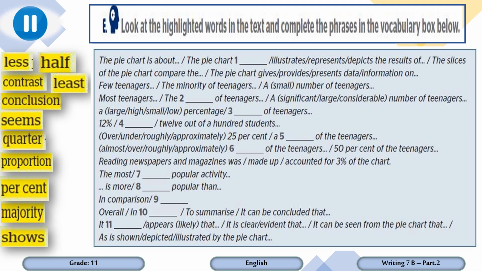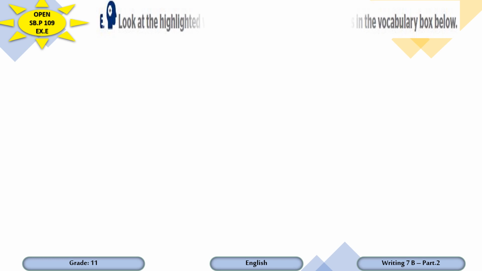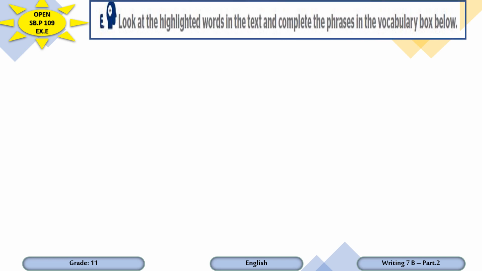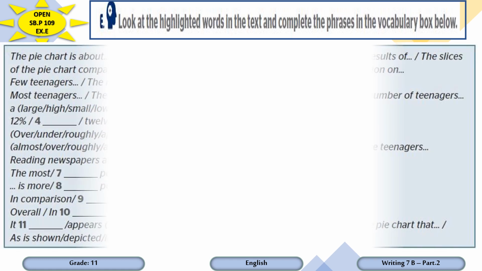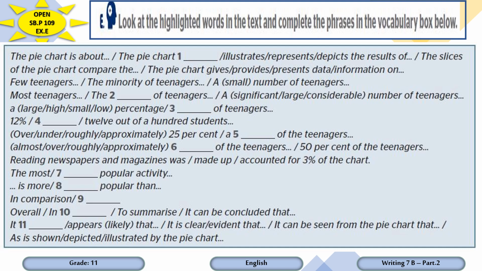Dear students, look at the highlighted words carefully. Read the text and the vocab books well. Then try to use the suitable words in order to complete the vocab books. After that, play the video again in order to check your answers in the next slide. Okay, now dear students, it's time to check the answers of exercise E, students' books, page 109. So, let's check the answers.